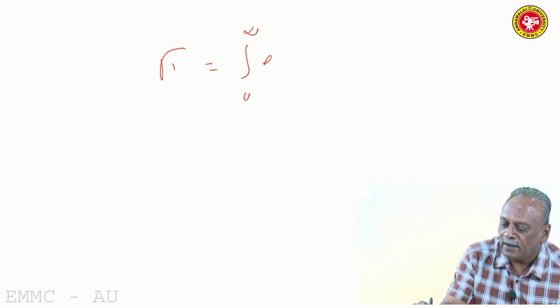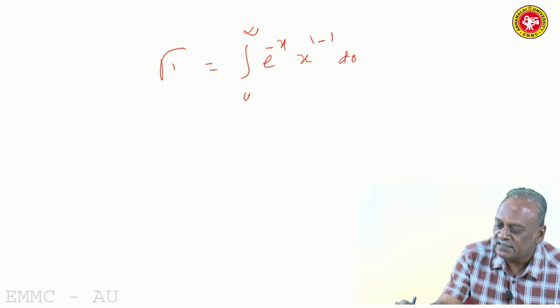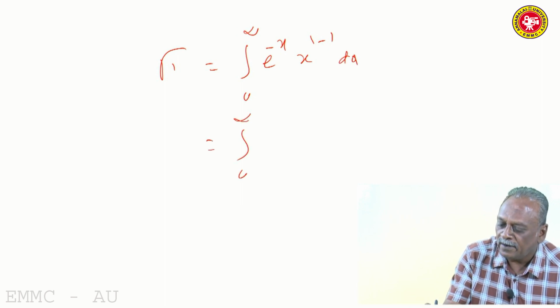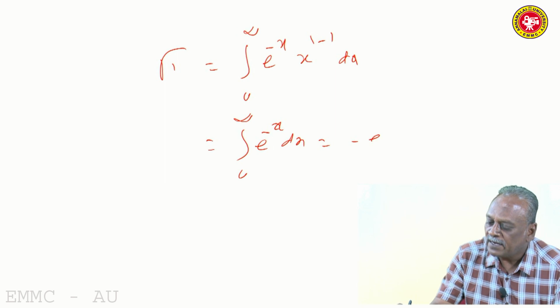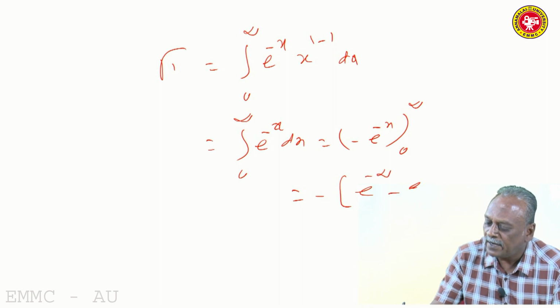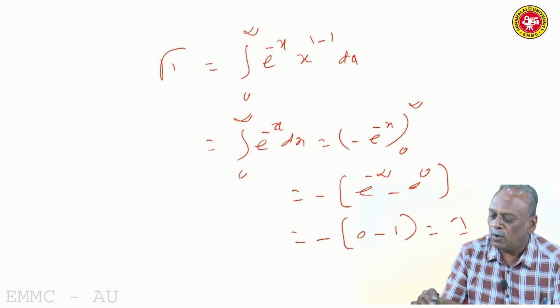Now let us see gamma 1. Gamma 1 equal to integral 0 to infinity e power minus x, x power 1 minus 1 dx, which is integral 0 to infinity e power minus x dx. Integrating, we get minus e power minus x from 0 to infinity, which is minus e power minus infinity minus e power 0. E power minus infinity is 0 and e power 0 is 1, so this equals 1. So, gamma 1 equal to 1.